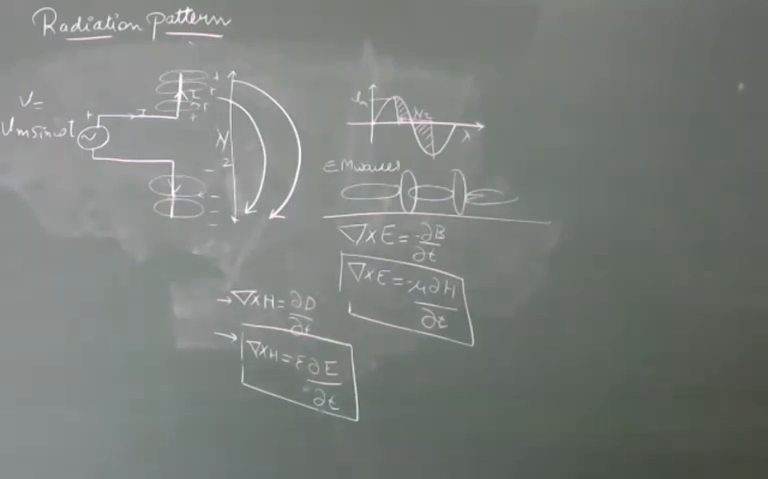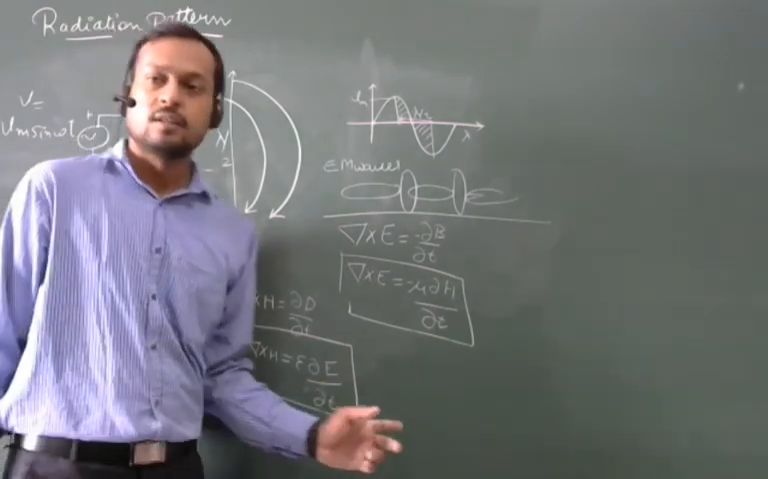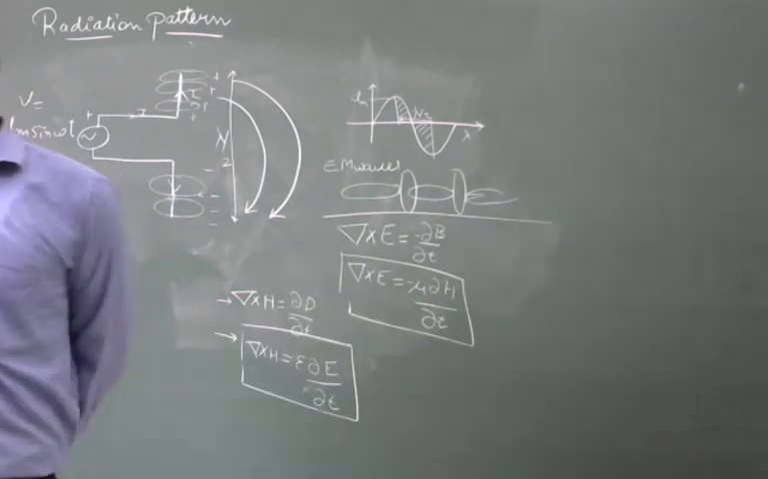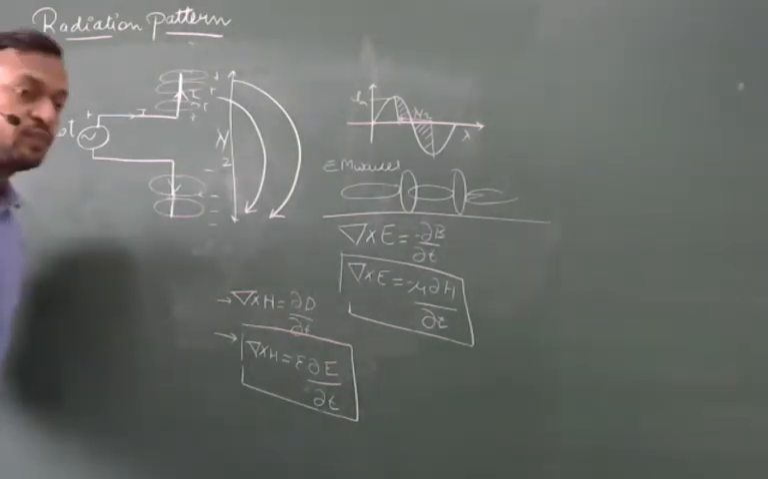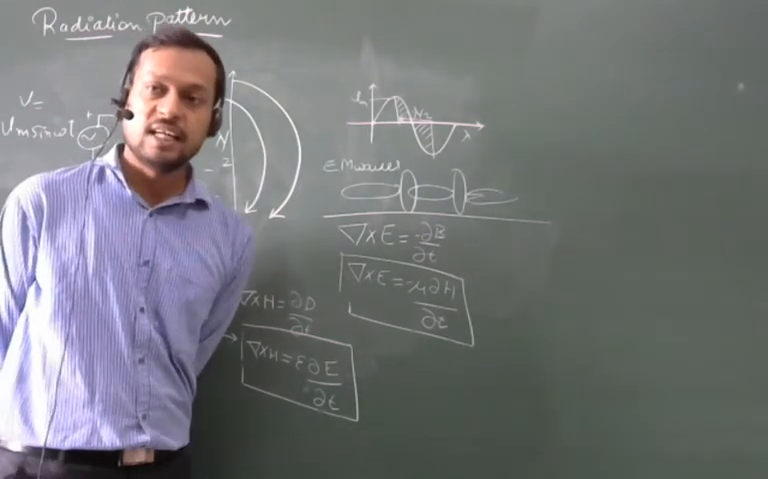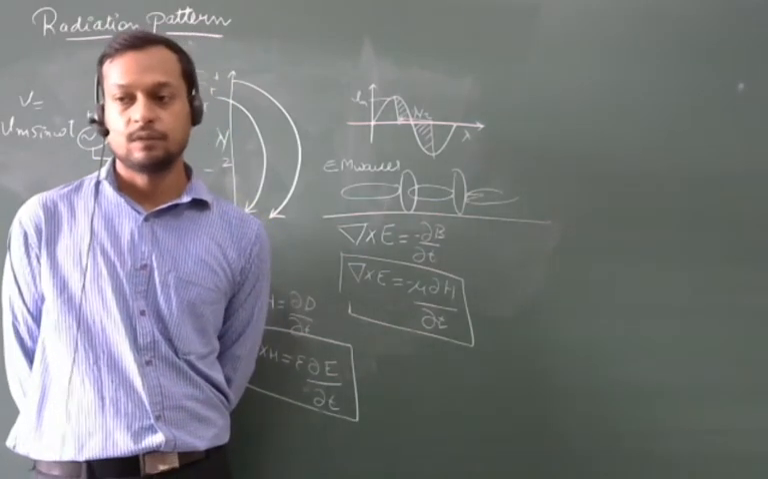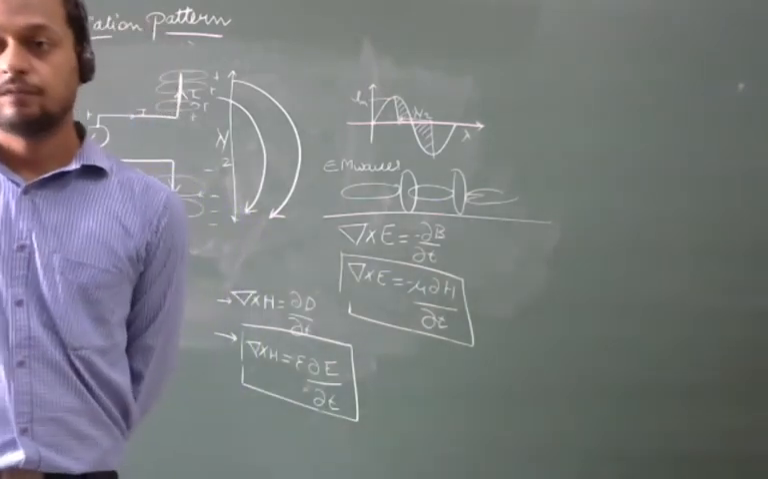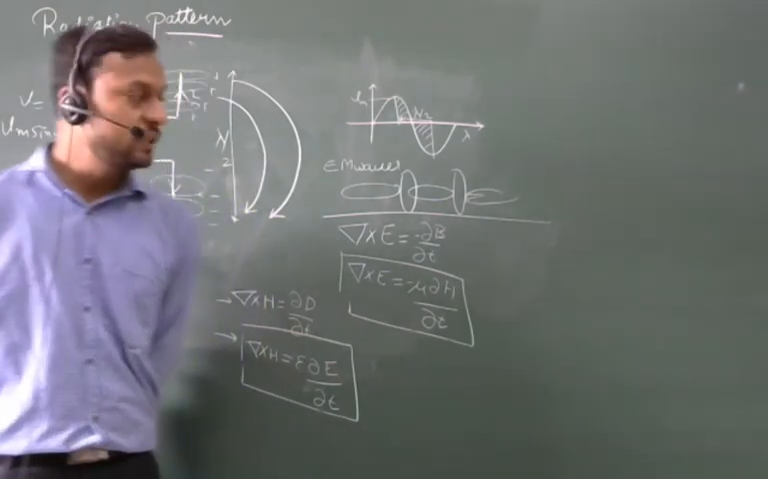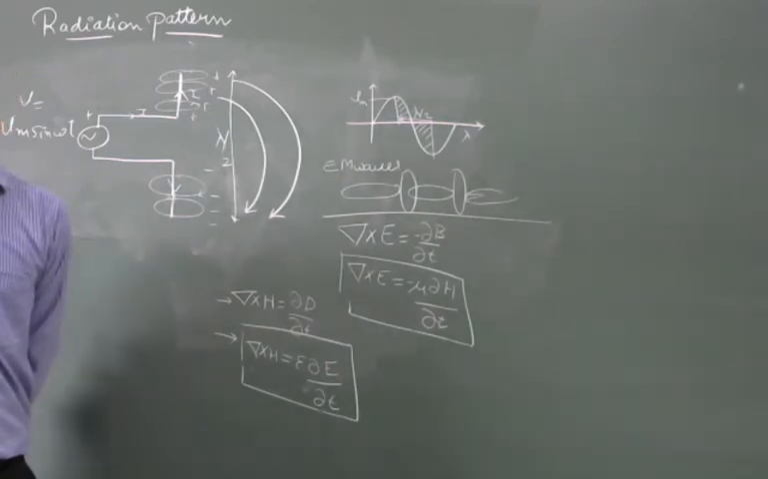So the wave propagates in such a manner. These two equations govern the propagation of the electromagnetic waves, and these two equations are simplified by the Helmholtz equations of the electromagnetic wave propagation, which are the basic equations for EM wave propagation. So this complete propagation is governed by these two equations.